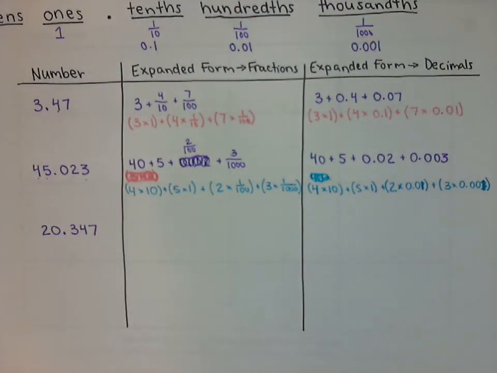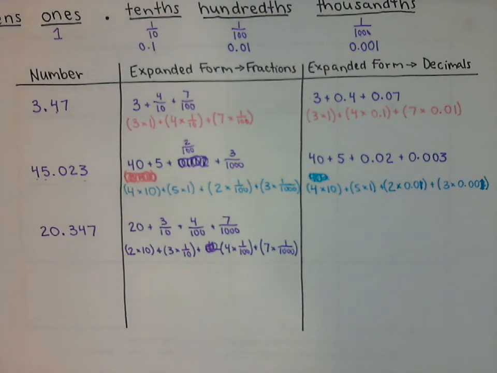All right, here's your number, 20 and 347 thousandths. When you're finished, go ahead and check and see how you did. All right, here is our fractions. So 20 plus 3 tenths plus 4 hundredths plus 7 thousandths, and written out in expanded form, 2 groups of 10, 3 groups of 1/10, 4 groups of 1/100th, and 7 groups of 1,000th.